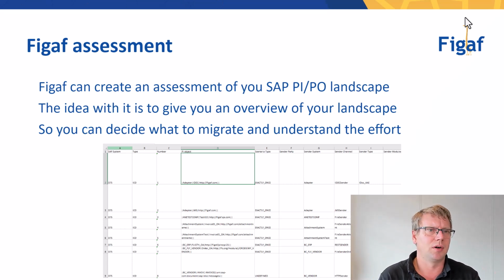So the Figaf assessment is a tool that allows you to understand where you are in the landscape, gives you an idea of what you have, gives you the ability to decide what can be migrated, and allows you to add some estimate of the effort. The purpose of this topic is not to tell you that your migration is going to be 253 days. That is not going to work. You would probably end up with a ballpark based on some assumptions.